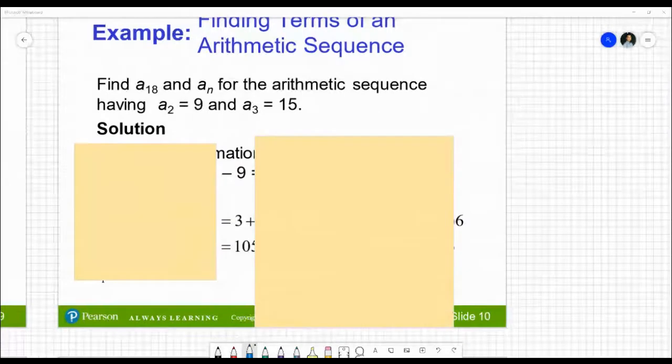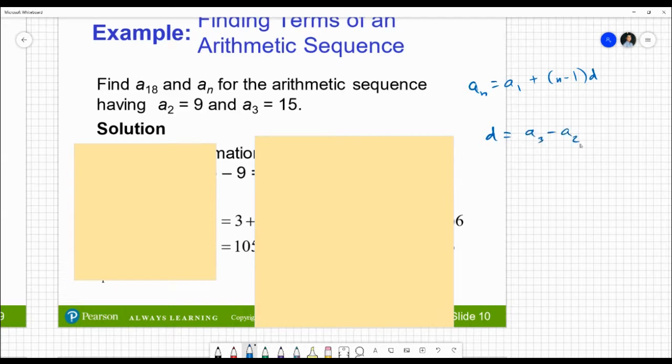All right, so let's look at the formula first. I know the formula is an equals a1 plus n minus 1 times d. So I need to know what a1 and d are. Well, they did not give us either one, but we can definitely find it pretty easily. They tell us that a2 is 9 and a3 is 15. Remember that d is equal to the difference of any consecutive terms. So of course we can use a3 minus a2 here. They are two consecutive terms.